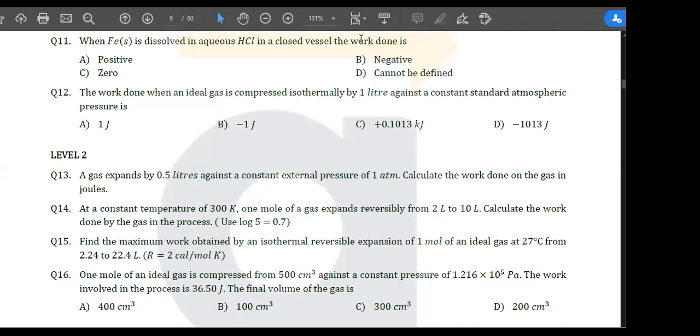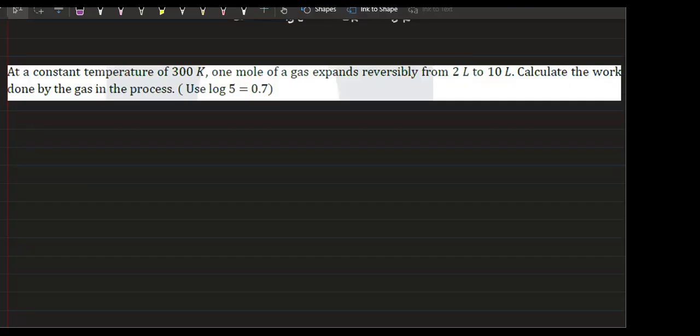Okay, so first we will solve question number 14, then 16. Now we will just see question number 14. Everyone, can you see question number 14? So this is your question 14.